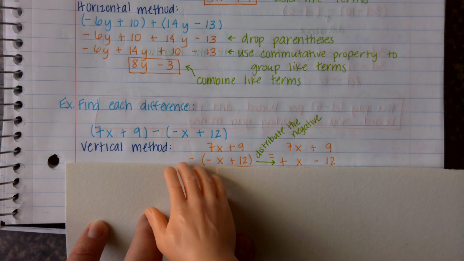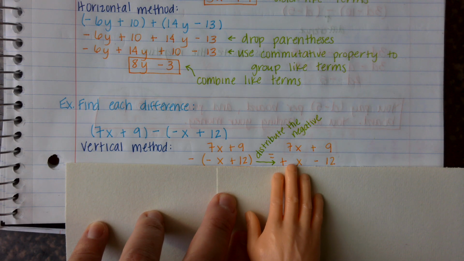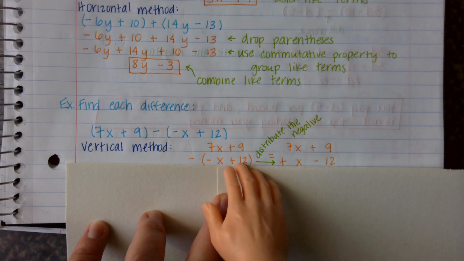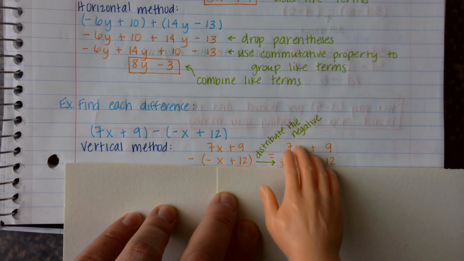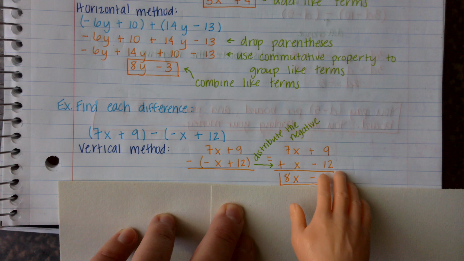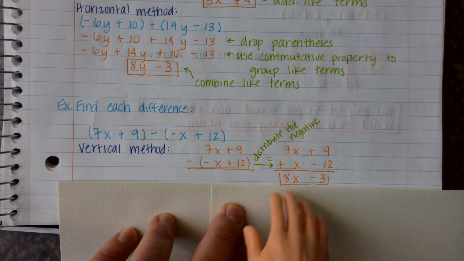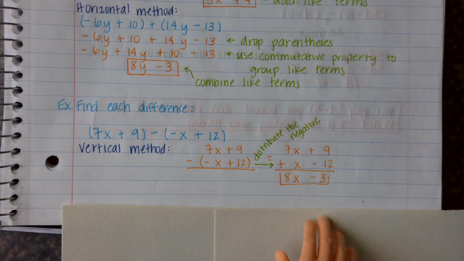So 7x minus a negative x is adding x. And then 9 minus 12 I can rewrite here. If we distribute the negative, that means we are going to be adding the opposite signs of each. So 7x plus x is 8x, and 9 minus 12 is negative 3.